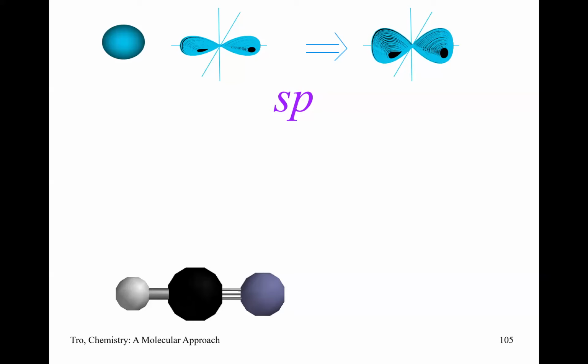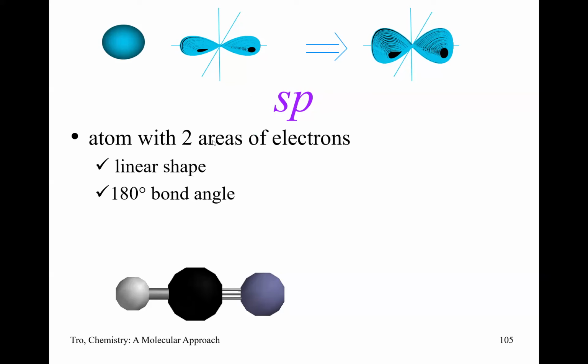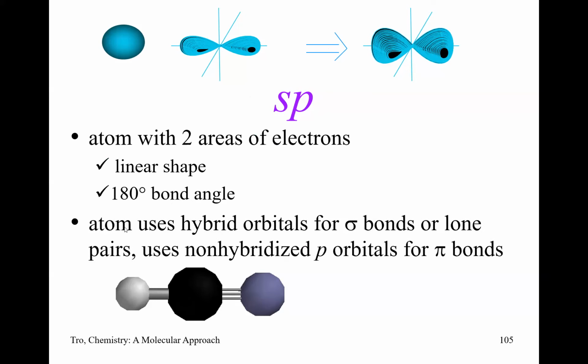So you can see where we're heading here, right? That was sp3 and sp2. Now we're at sp. And so up here in the blue is the s and the p orbitals. You blend them together, right? 2 areas of electron shape, which means it's linear. The atom uses the hybrid orbitals for the sigma bonds or lone pairs, and then uses those p orbitals that aren't used for the pi bonds.